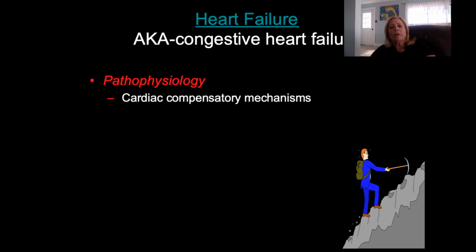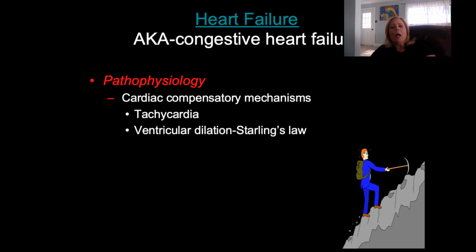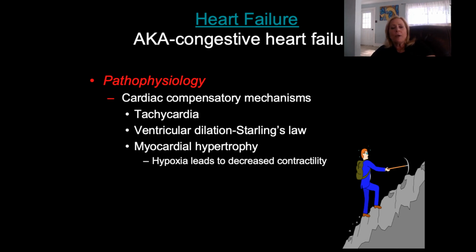In congestive heart failure, we have all kinds of cardiac compensatory mechanisms that are going to try to get the heart to pump. One of the things is tachycardia. We've already kind of talked about that. We're going to get the heart to pump faster because remember, cardiac output is heart rate times stroke volume. So if I can't increase stroke volume, I might be able to increase heart rate, and in doing so, I can increase cardiac output. I'm going to use the Frank-Starling law and dilate those ventricles, and I'm going to increase force of contraction, which would lead to myocardial hypertrophy.